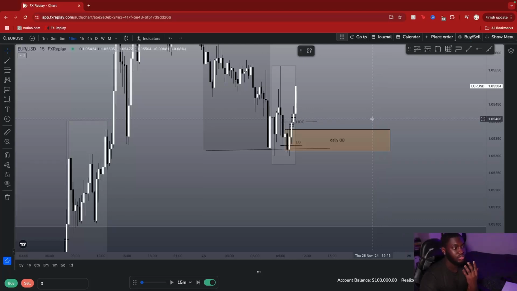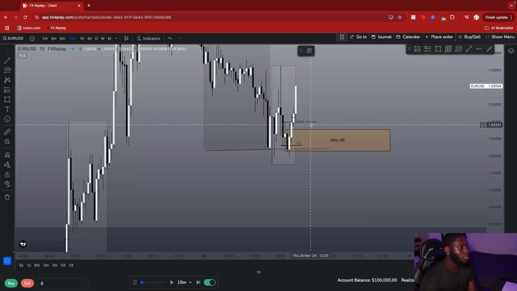So technically this trade was valid. There's no valid reason for me not to take this trade. All 5 of your confirmations are in order. We swept Asia's low and it's in line with daily bias. There's no reason for you not to take this trade. So I'm going to delete all this stuff now.